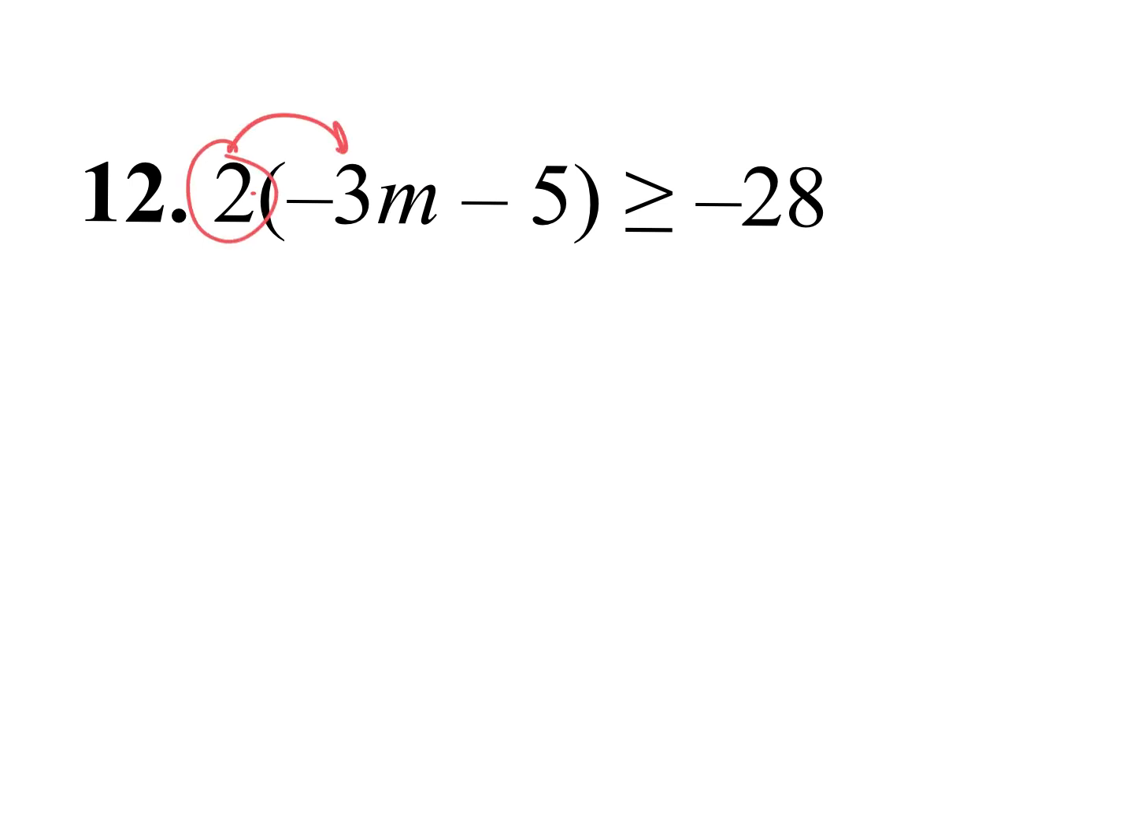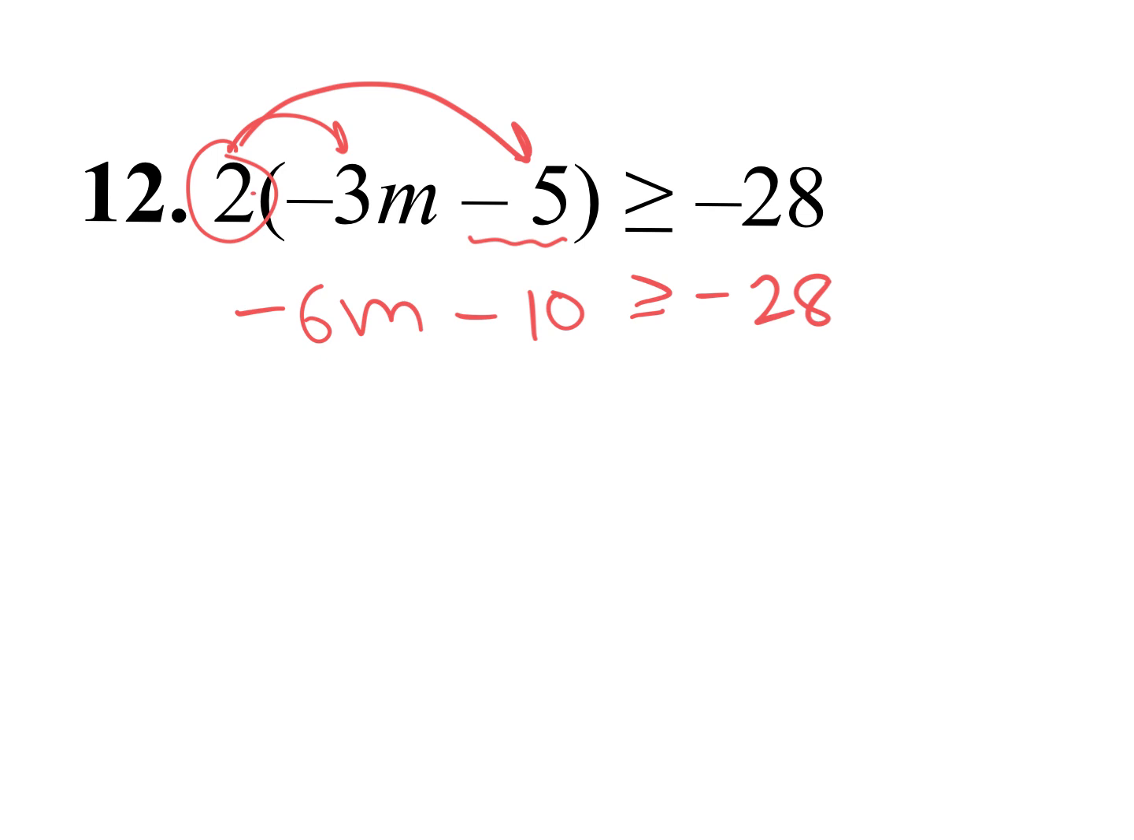2 times 3m, or technically 2 times negative 3m, that is negative 6m. And then 2 times a negative 5 is a negative 10. And of course, you're going to bring down the greater than or equal to, bring down the minus 28. Again, you only flip the inequality symbol on your last step if you're multiplying or dividing by a negative. So we're going to continue to solve for m.